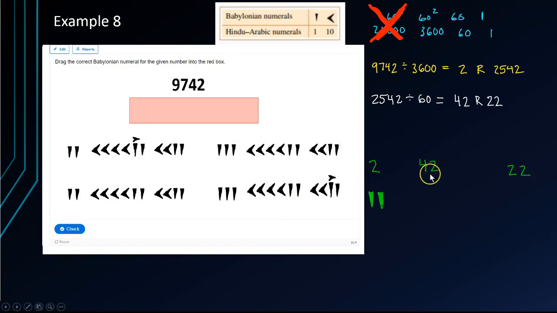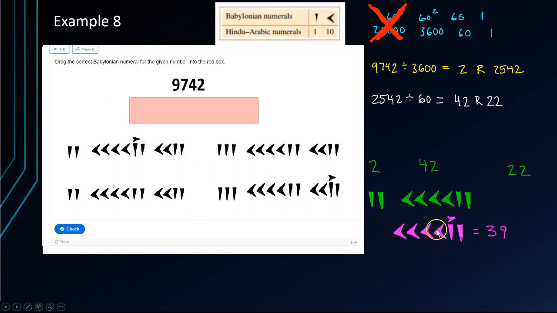Now for 42, I'm going to use basically 4 of these symbols for 10 and then 2 of these symbols for 1. So that's what 42 looks like. And as you can see, that corresponds with this area right here. Whereas this one, very close, but this one was a little sneaky and put the subtraction symbol in here. So this isn't 42. This is 40 minus 1, or 39. So this symbol here was 39.